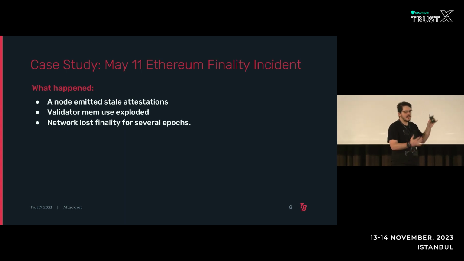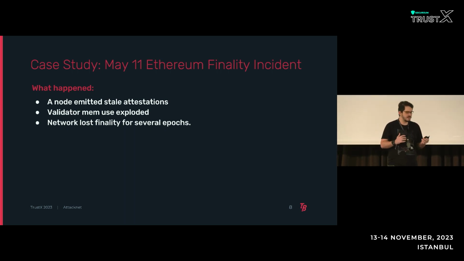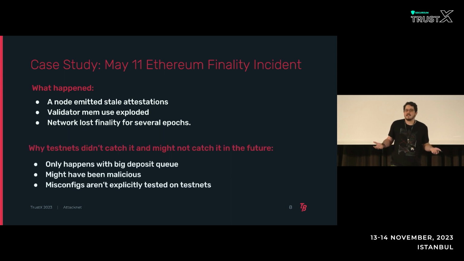So I want to go back to the May 11 Ethereum finality incident. If you're not familiar, basically in May of last year, a node was emitting stale attestations on Ethereum mainnet. And because those attestations were stale, a bunch of clients had to spend many resources to validate those attestations. A bunch of nodes, their memory use exploded and they went offline, and the network lost finality for a few epochs. And this was really bad, because this is something that you would expect a testnet to be able to address, but it didn't detect it ahead of time. And so testnets didn't catch this.